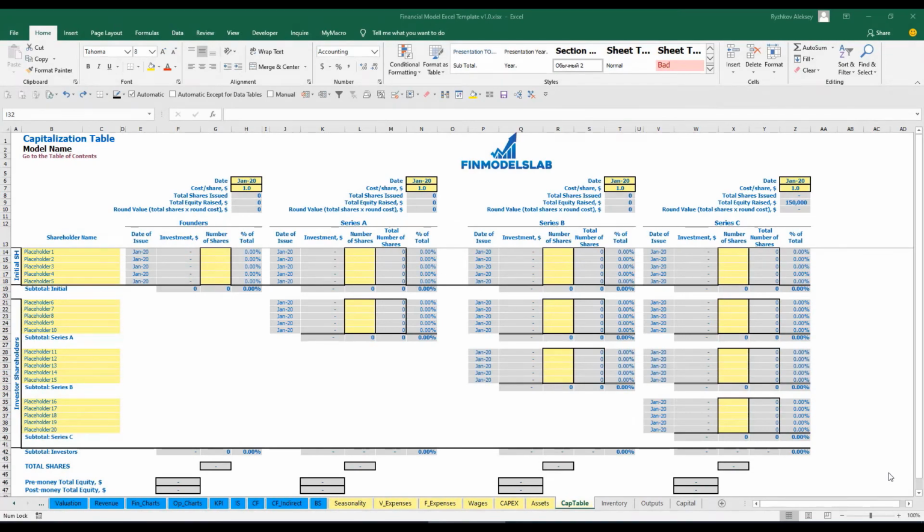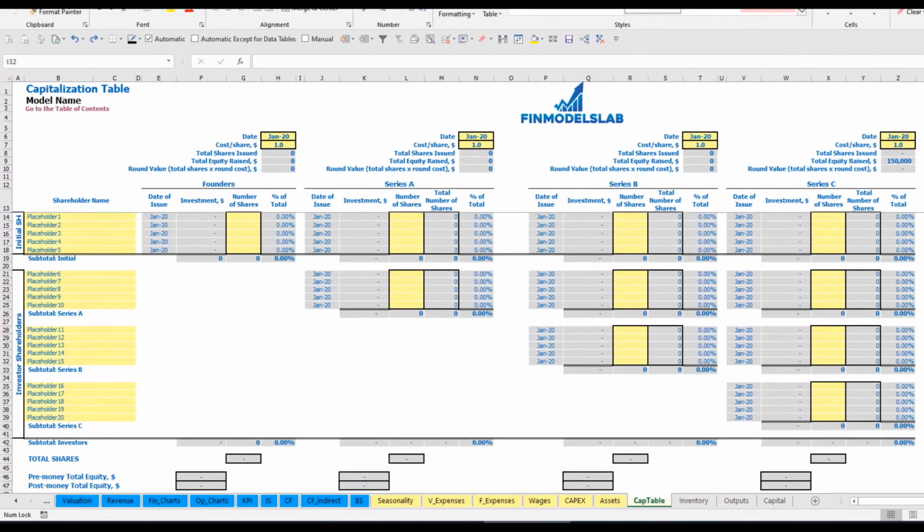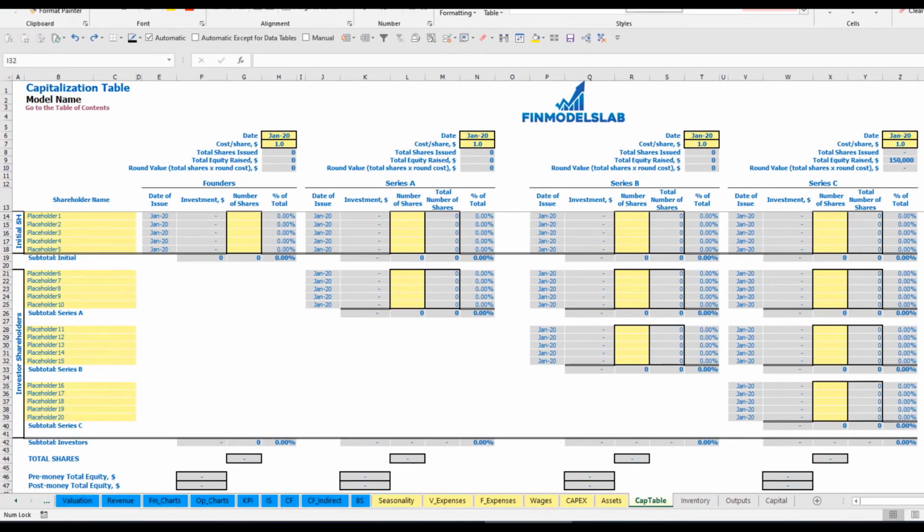For the capitalization table, you can input different founders and investors' contributions, broken down by different dates of funding, with different cost of share for each series, and you can see the dilution of shares after each round, and pre-money total equity and post-money total equity.